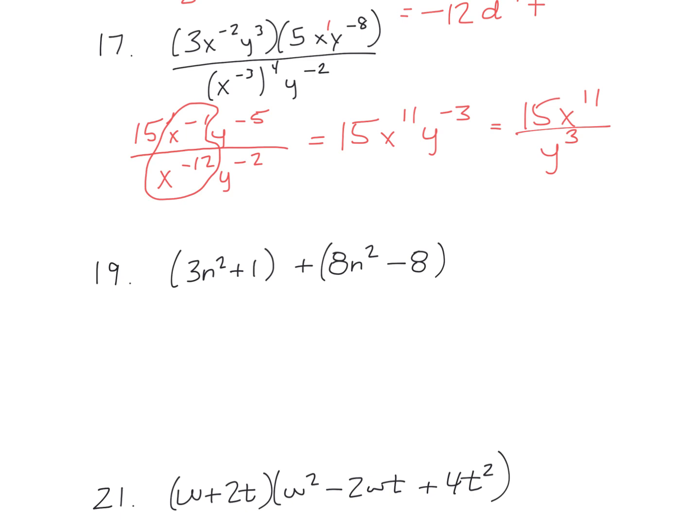Number 19. We're talking about this on page 6 in the study guide. First of all, these are polynomials. This first one here in parentheses has 2 terms. 2 means bi, so we'd call this a binomial plus another binomial. I'm adding, so I just combine like terms. The 3n squared and the 8n squared would be 11n squared. The 1 and the negative 8 would be negative 7.